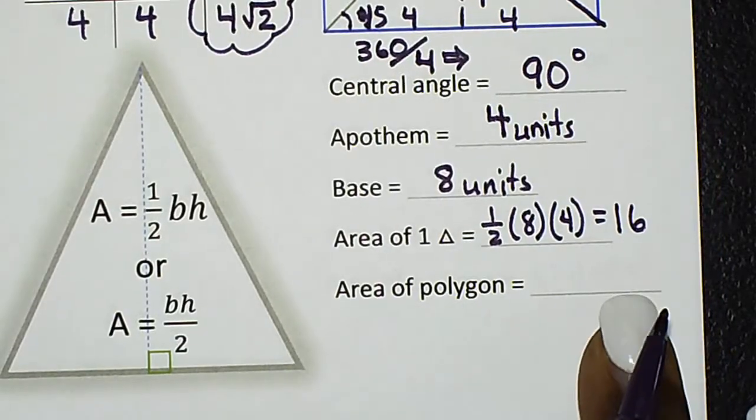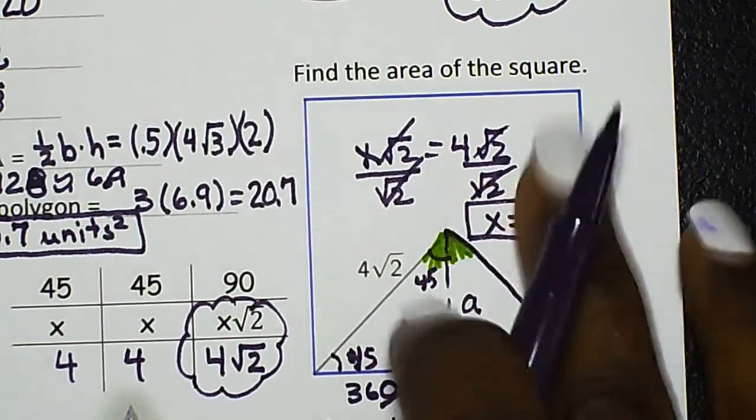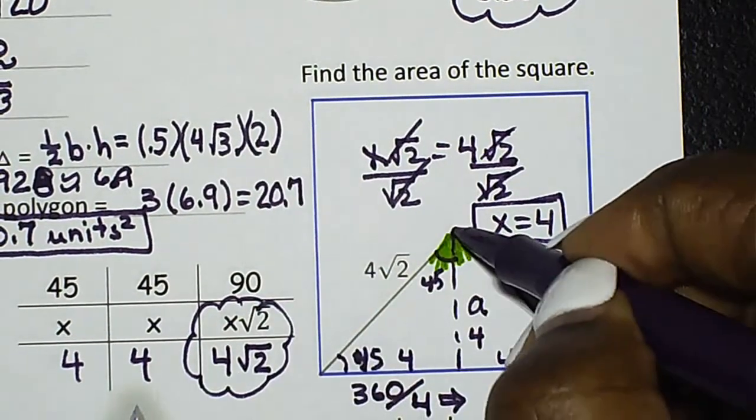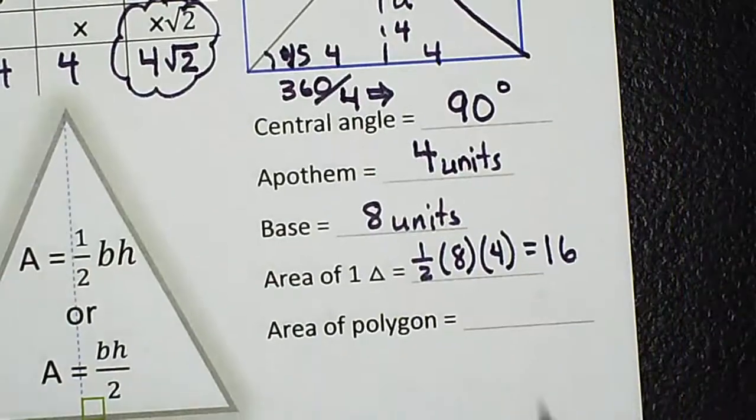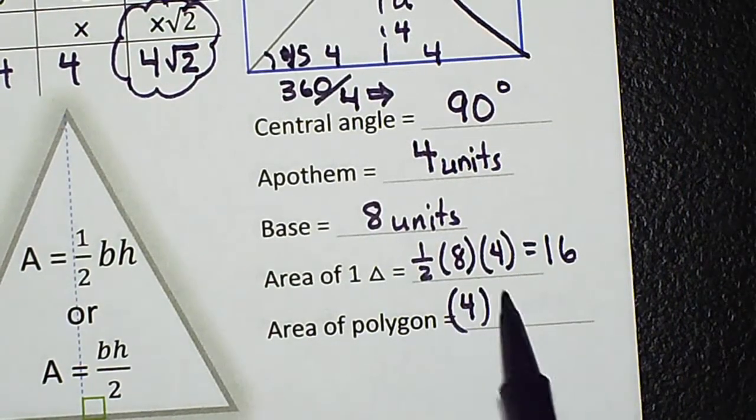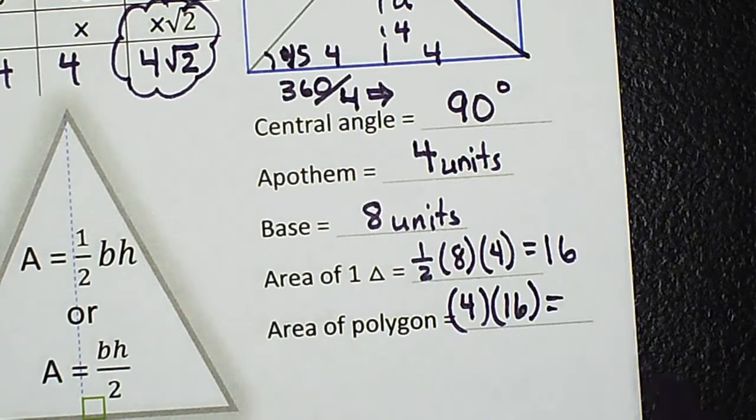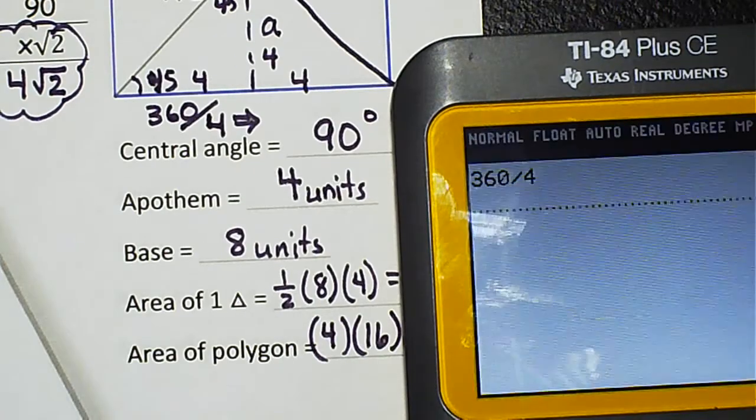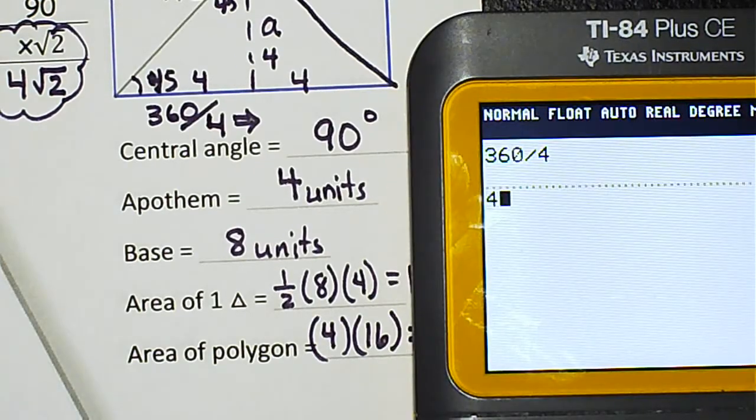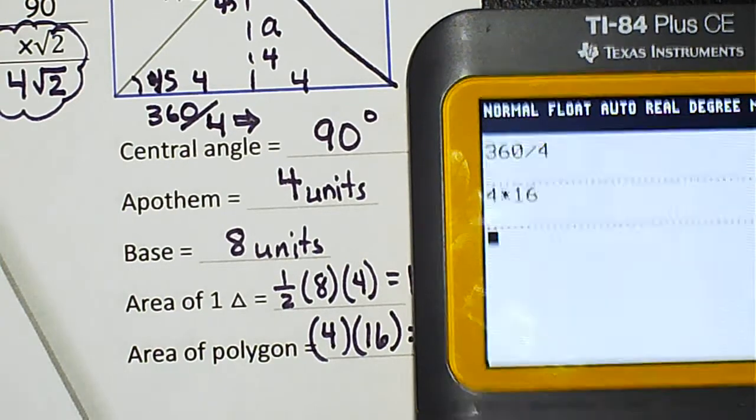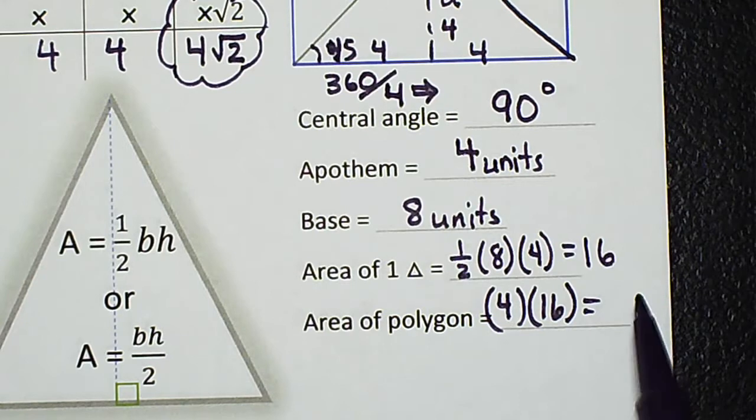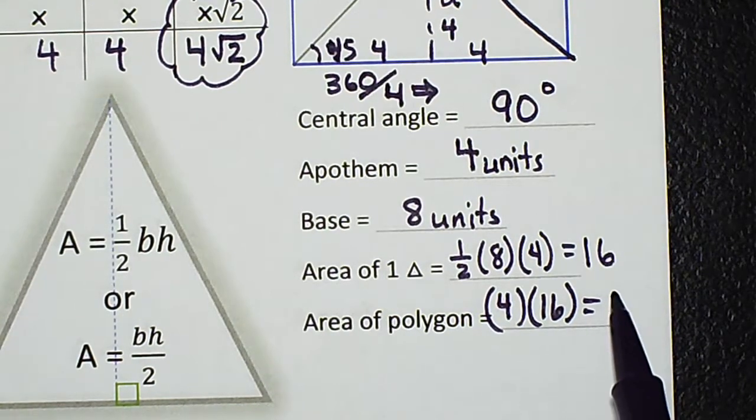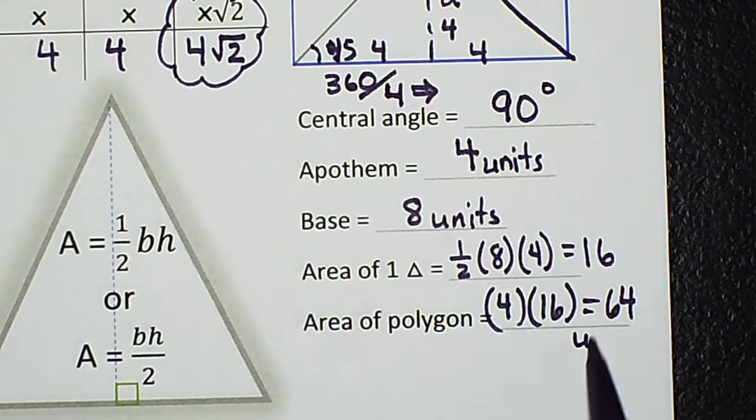So the area of this polygon is going to be 1, 2, 3, 4 triangles. I don't know if you see them, but there are 4 triangles here. So it's going to be 4 times 16, which is 64. The area of this polygon, my bad, the area of this polygon is 64 units squared.